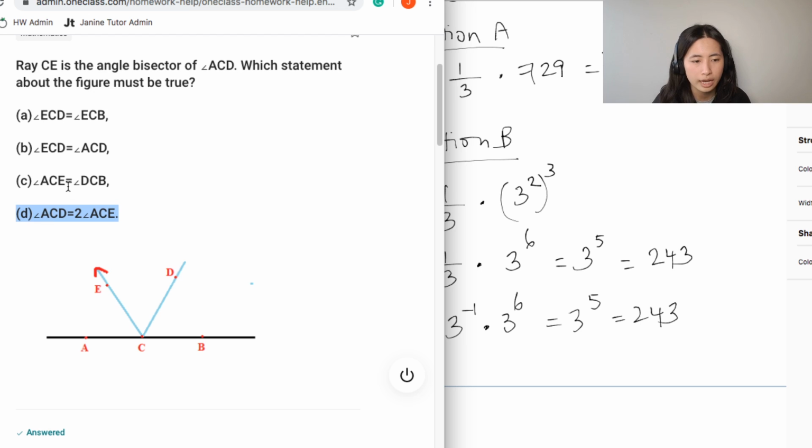And let's take a look at ACE. So let's take a look at option C. So option C says angle ACE is going to be equal to DCB.